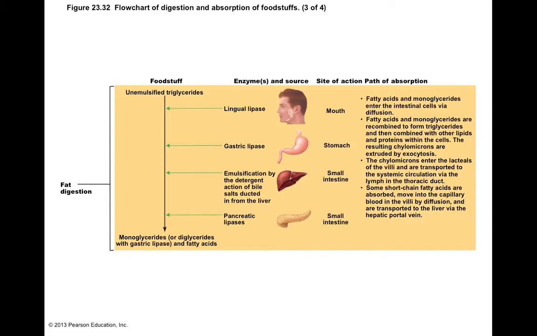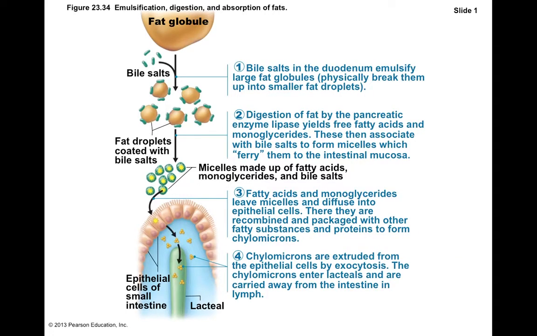If y'all remember, that was simple diffusion. So if we look at this process here, you guys, here's our larger fat globule, and then here's our bile salts. What's kind of fascinating about these bile salts is that they're amphipathic. To be amphipathic means you have a polar end and a nonpolar end. So the nonpolar ends of the molecule associate around each of these little fat globules, and the polar ends associate with water. Effectively, that breaks apart this fat globule into lots of smaller pieces.